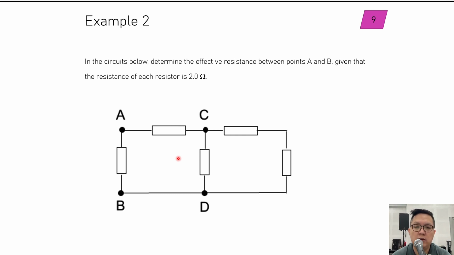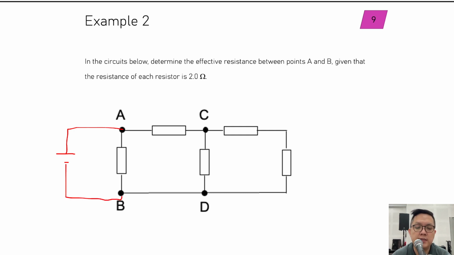Right, what you need to know is that since we are measuring between A and B, we can just imagine that there's a battery here. I think that's the easiest way to think of it. There's a cell here. Okay, so you are measuring the potential difference across A and B.